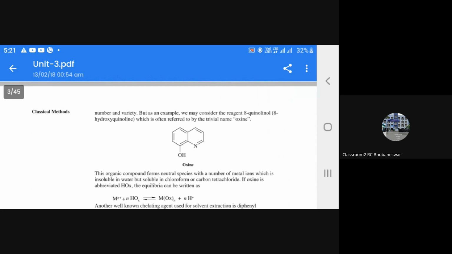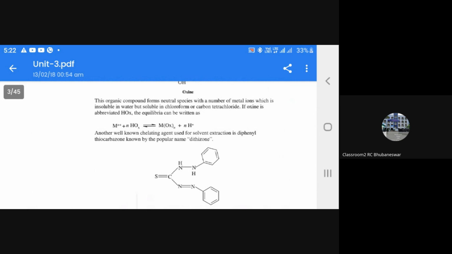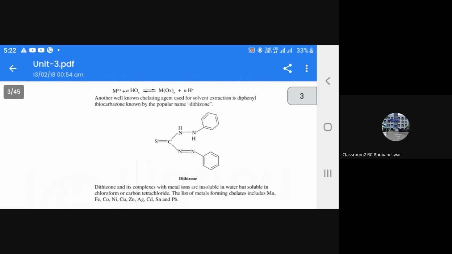If oxine is abbreviated as HOX, then the equilibrium can be written as the metal ion Mn+ plus n molecules of HOX in equilibrium with the oxine complex M(OX)n, and the proton, H+, is released. Another well-known chelating agent used in solvent extraction is diphenylthiocarbazone, known as dithizone. This is the structure of dithizone. Dithizone and its complexes with metal ions are insoluble in water but soluble in chloroform and carbon tetrachloride.